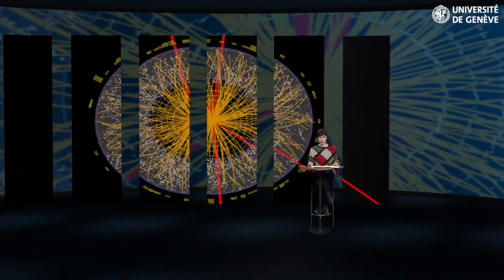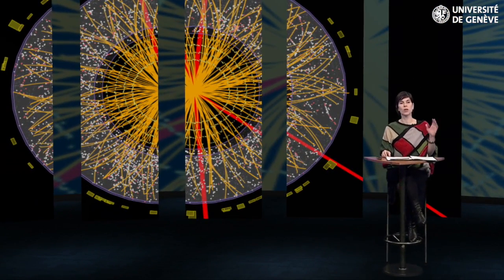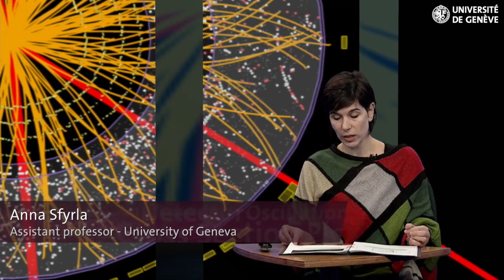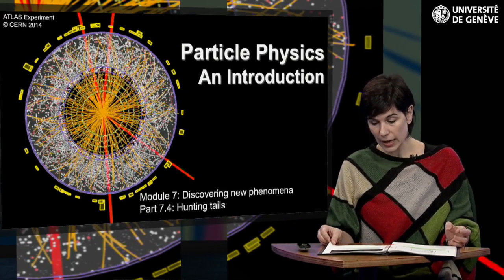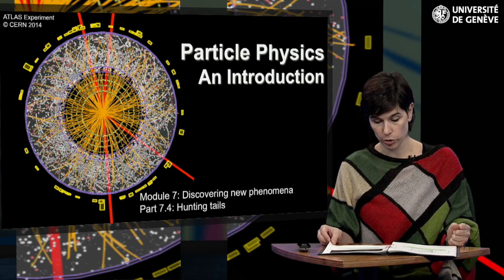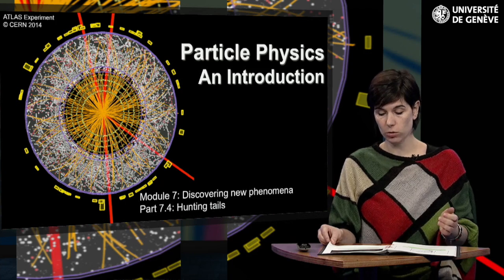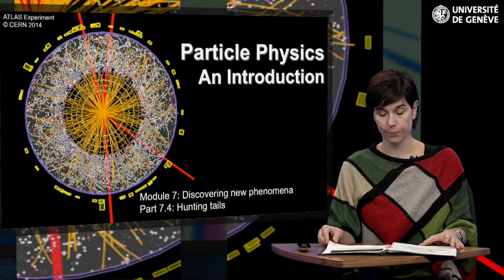In this module, we discuss searches for new phenomena beyond the known ones described by the standard model. In this video, we will discuss searches for tails in characteristic event distributions. This type of search is, for example, typically used in searches for supersymmetry.